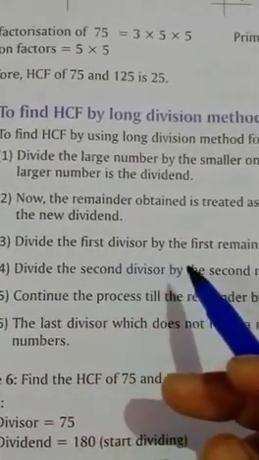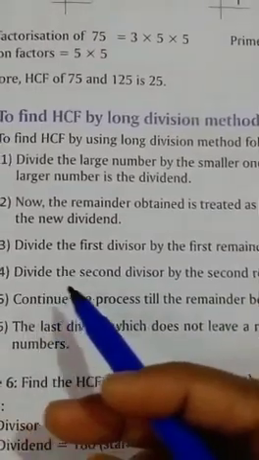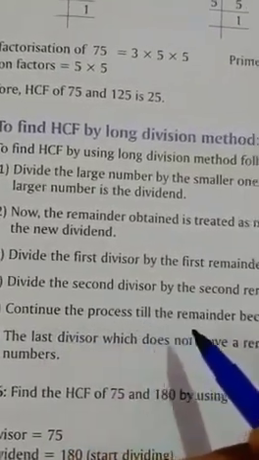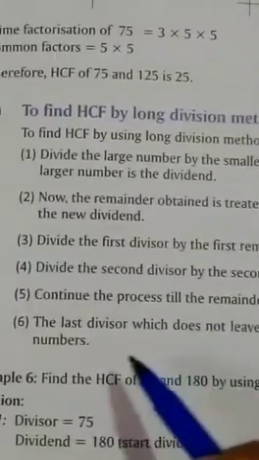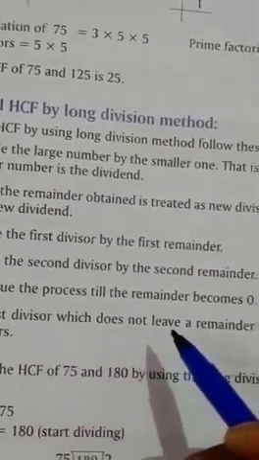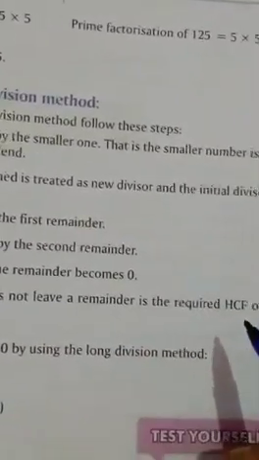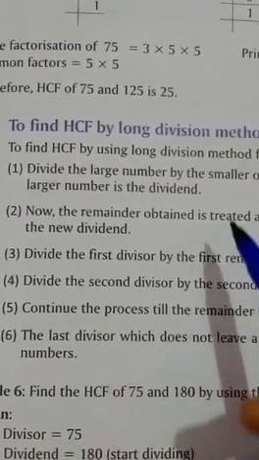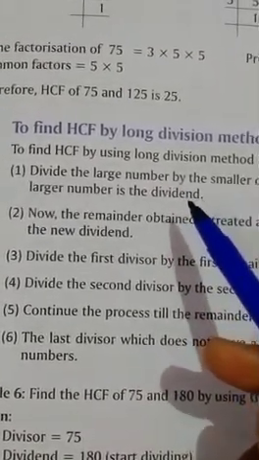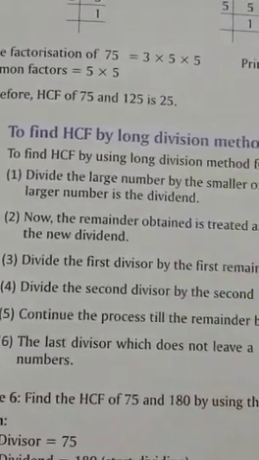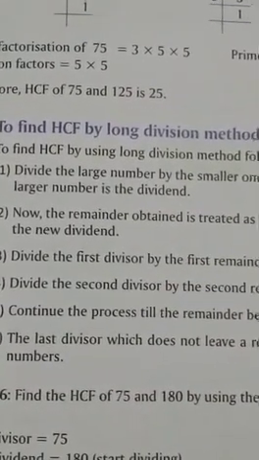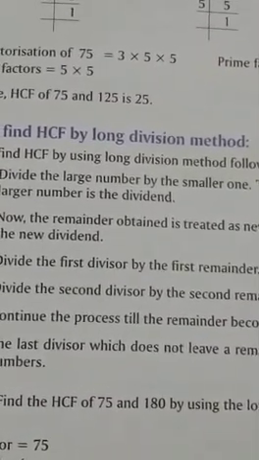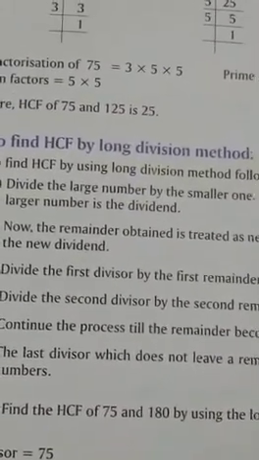Divide the first divisor by the first remainder. Divide the second divisor by the second remainder. Continue the process till the remainder becomes 0. The last divisor which does not leave a remainder is the required HCF of the given numbers. By long division method, very simple. You have to divide the larger number by the smaller number and take the remainder if there is one, then take that remainder as the divisor and continue till you get 0.